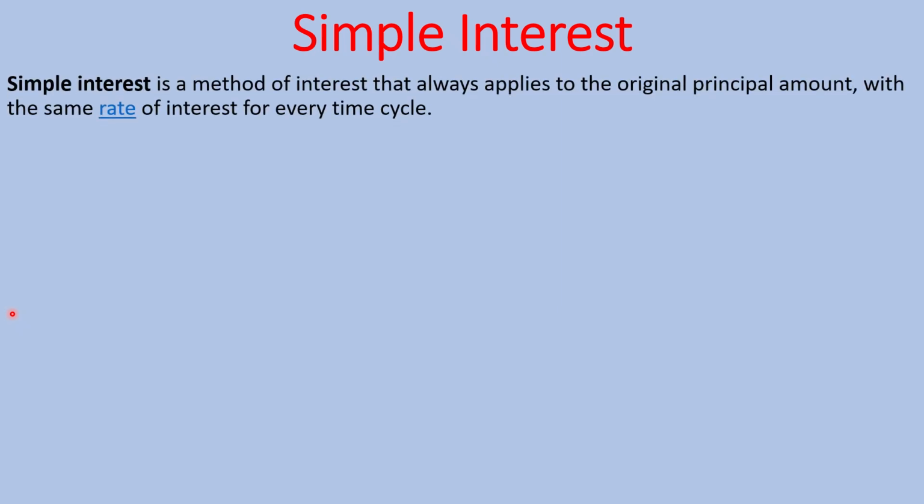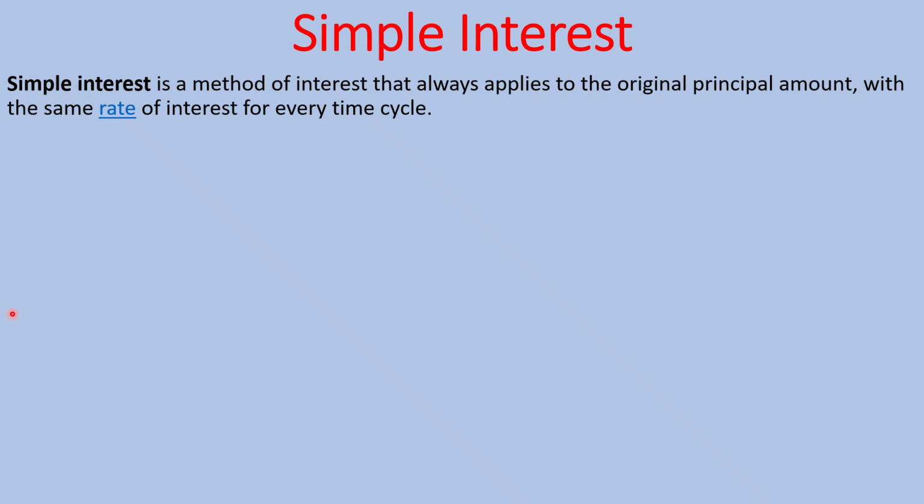So simple interest is just a method of finding interest, which always applies to the original principal amount, the amount which you are borrowing from someone, with the same rate of interest for every time cycle. Suppose you are borrowing an amount for 2 years, so how much interest will you be paying on that amount? That is known as simple interest.